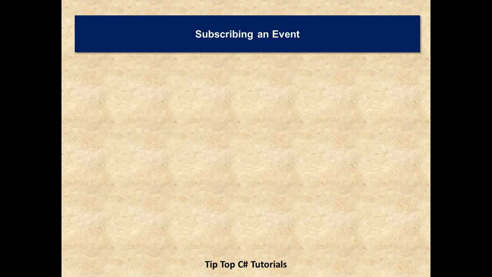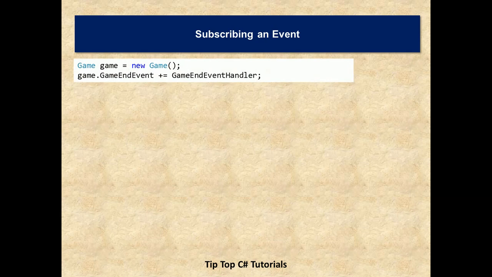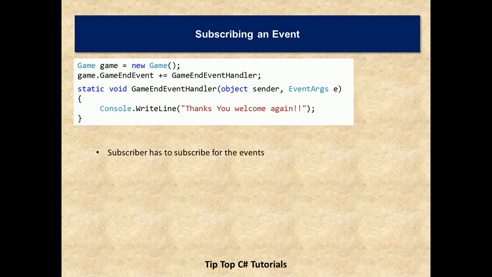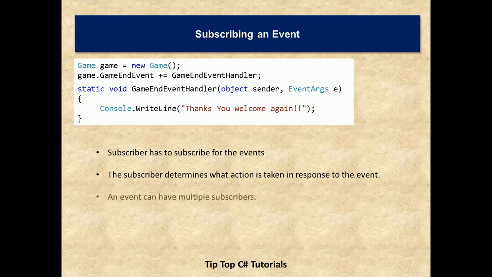We will see how to create a custom event argument class in the next one. Moving on, the next one is subscribing for an event. As we have already shown in the hands-on, this is how you subscribe for the event, plus equals, and you will write an event handler for the same. This event handler will print as soon as the event occurs or the event is raised from the publisher. The subscriber has to subscribe for events. The subscriber determines what action is taken in response to the event. An event can have multiple subscribers.